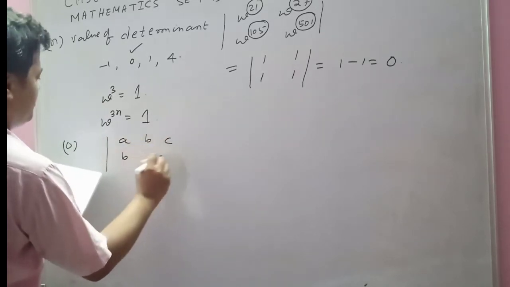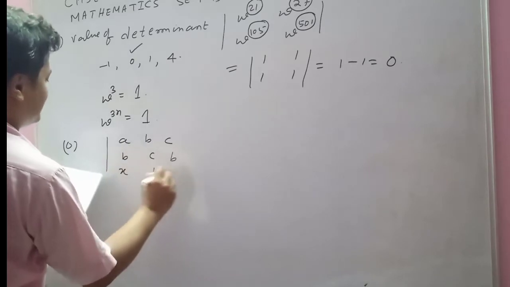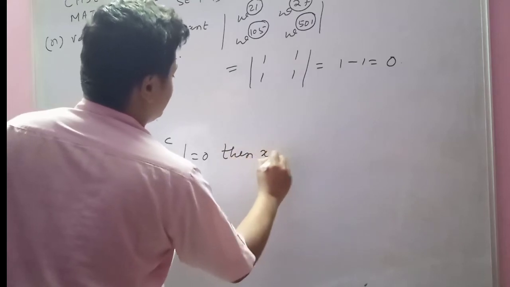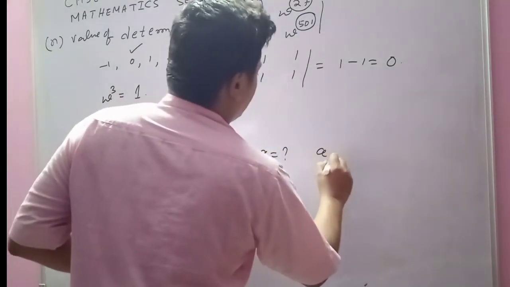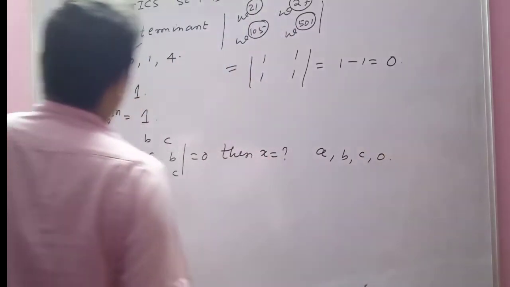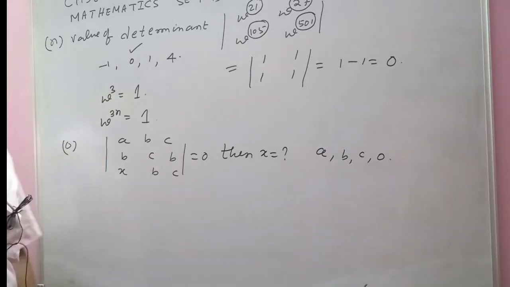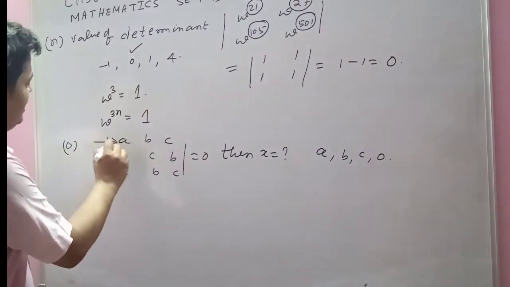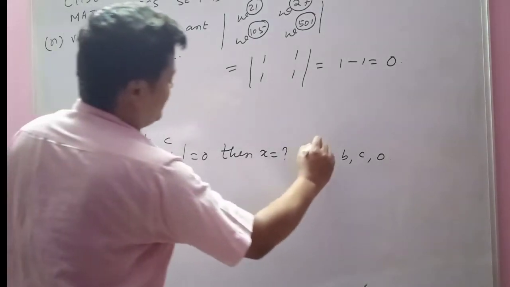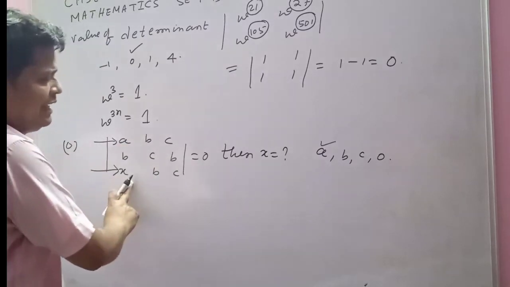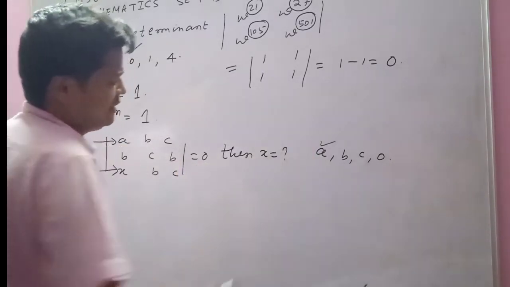the determinant with rows (A, B, C), (B, C, B), (X, B, C) equal to 0. Then x equals, options given: A, B, C, 0. Look, we all know there is a property of determinants: if any two rows or any two columns of a determinant are identical, then the value of the determinant is 0. You can see here it is A, B, C. If you take x equal to A, then this also becomes A, B, C. So the first row and third row are identical. The value becomes 0. So the answer is A.